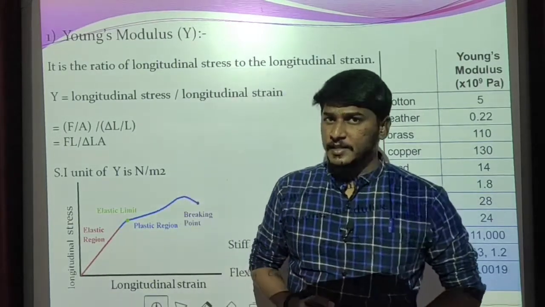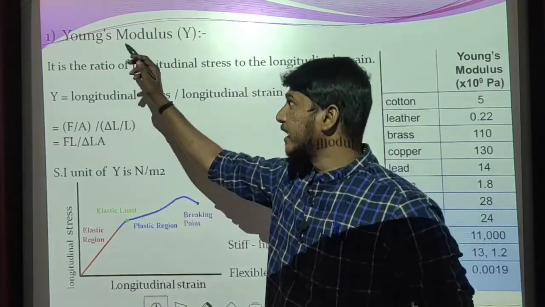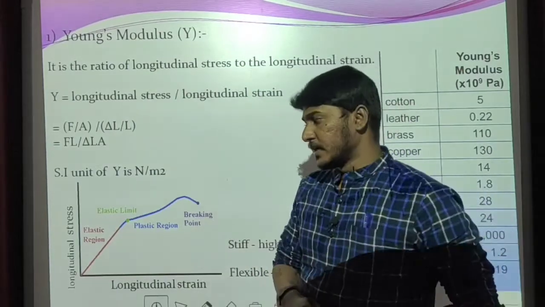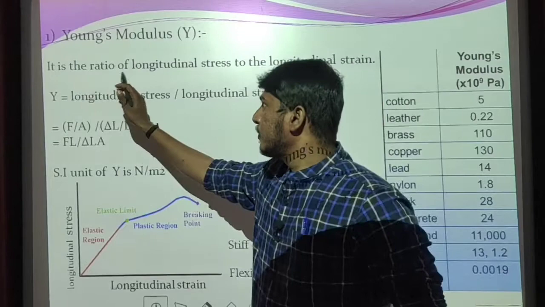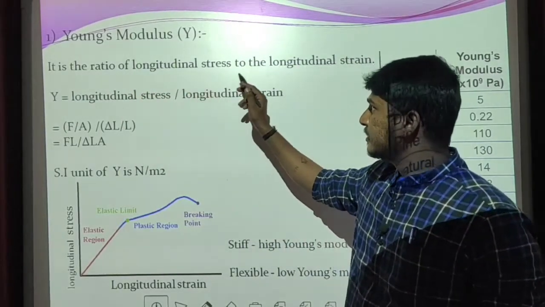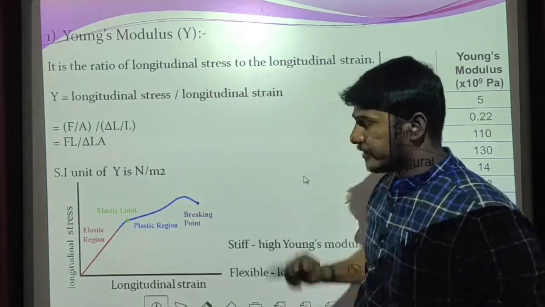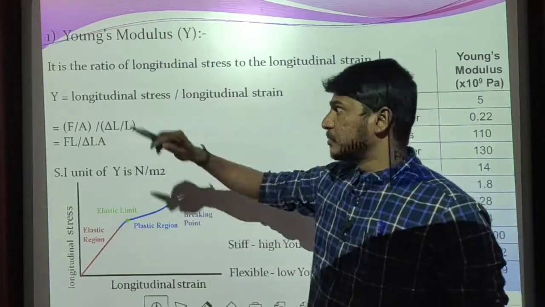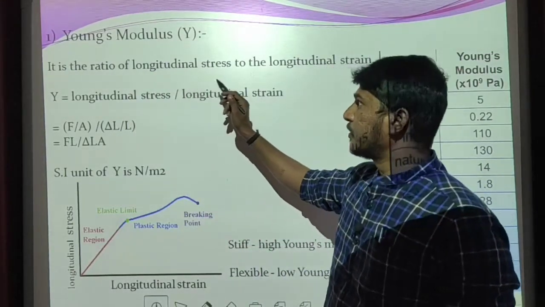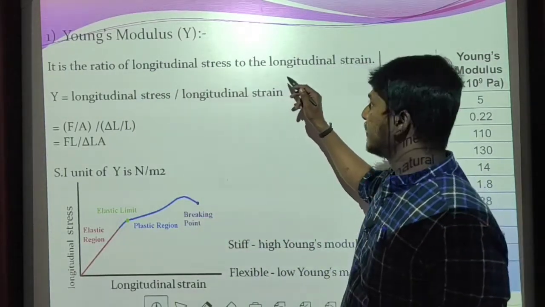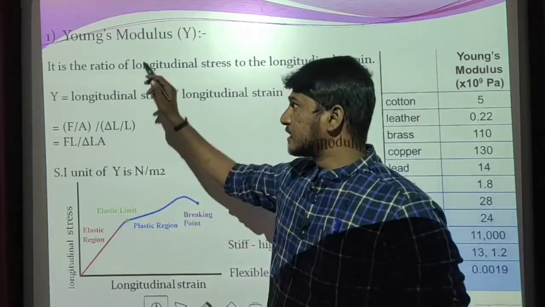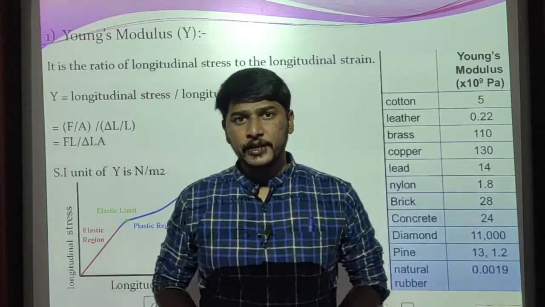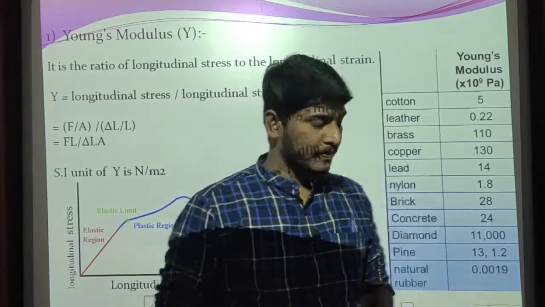Okay, now let us see the first one, that is Young's modulus. Young's modulus is simply the ratio of longitudinal stress to the longitudinal strain. Let us try to explain Young's modulus by taking one example.